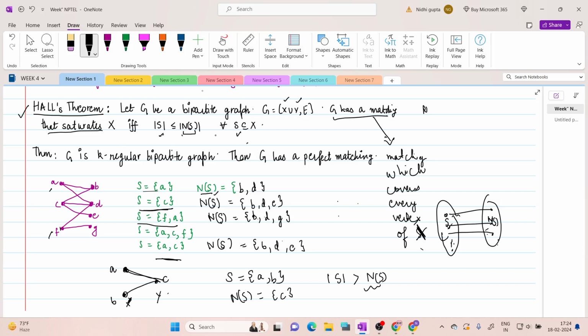But the beauty of this theorem is that it is a necessary and sufficient condition. That is, the converse of this is also true. So this was Hall's theorem.